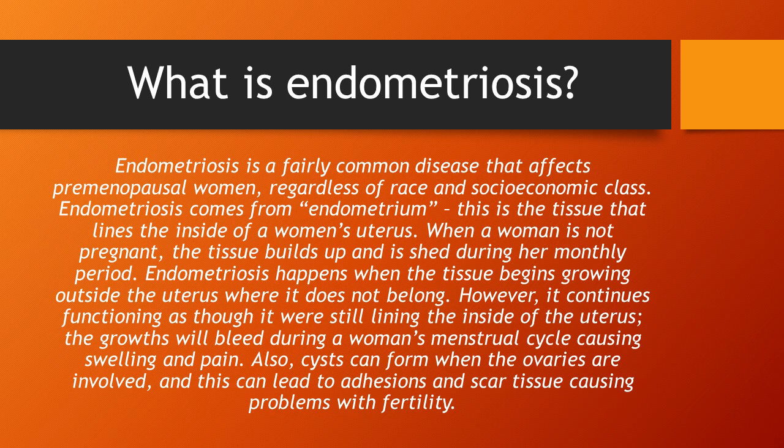Endometriosis happens when the tissue begins growing outside of the uterus where it does not belong. However, it continues functioning as though it were still lining the inside of the uterus. The growths will bleed during a woman's menstrual cycle, causing swelling and pain. Also, a cyst can form when the ovaries are involved, and this can lead to adhesions and scar tissue, causing problems with fertility.